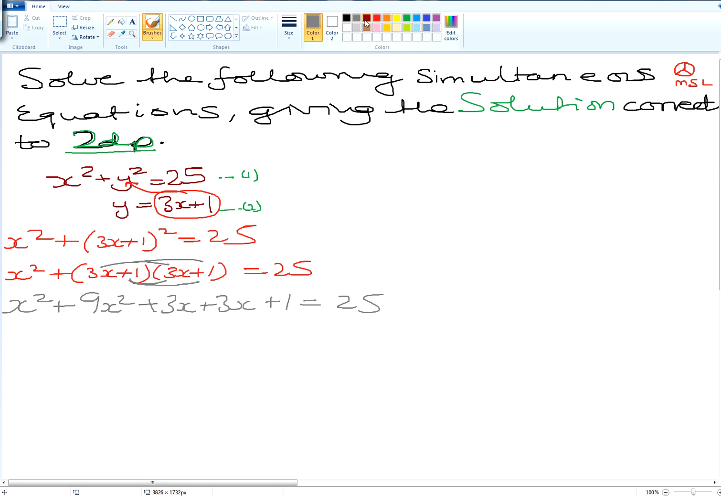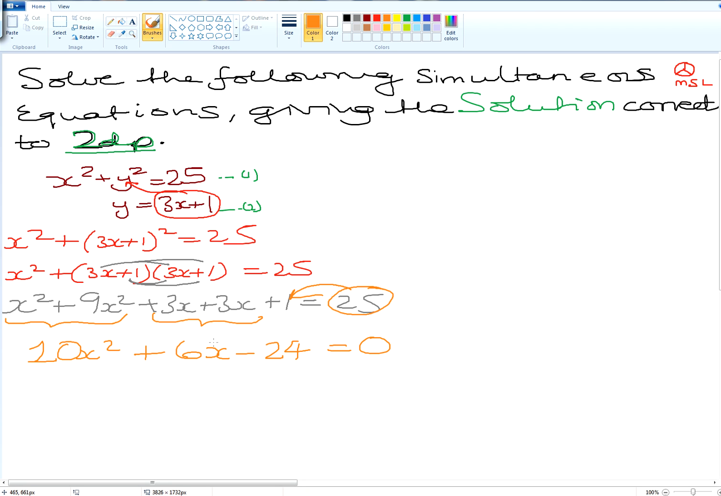Right, next. Okay, now we have x squared add 9x squared. That gives us 10x squared. So we have 3x plus 3x. That will give us 6x. We have plus 1 and 25. Now this 25 we need to bring it over. So when you're doing a quadratic equation, we need a 0 on this side, because that's when we solve, we make a quadratic equation equal to 0. So that will then give you minus 24 is equal to 0.